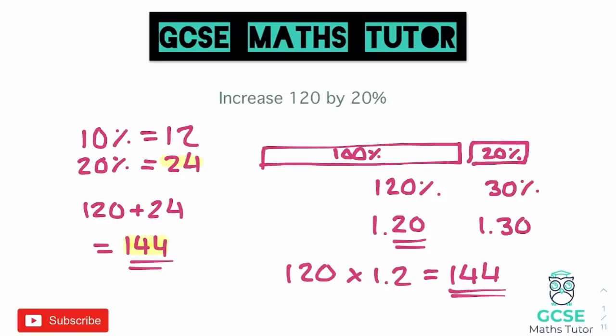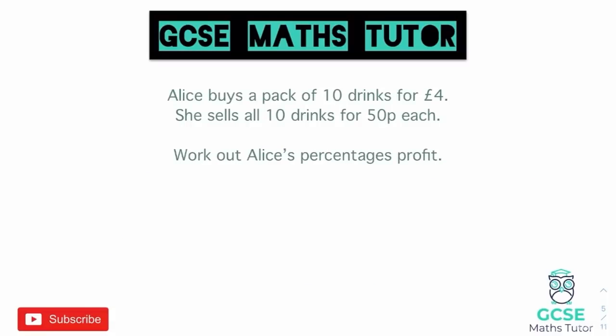So in the case of 20, 1.20, in the case of 30, 1.30, and that's what we'll multiply by. Okay, so this question says Alice buys a pack of 10 drinks for £4. She sells all 10 drinks for 50p each. Work out Alice's percentage profit.